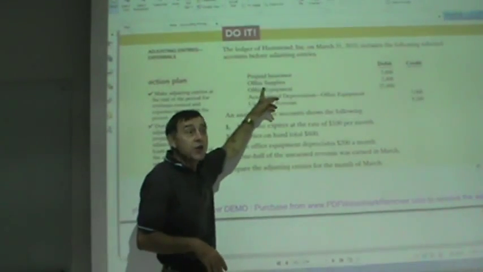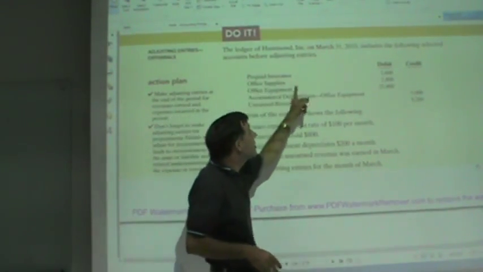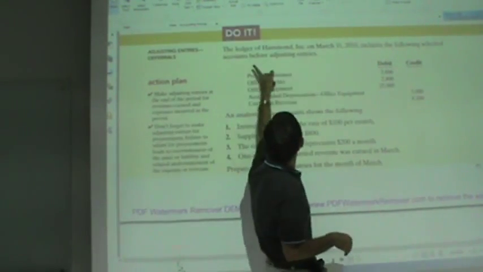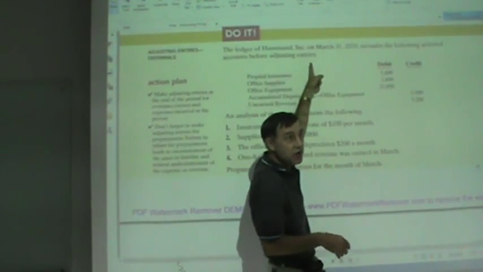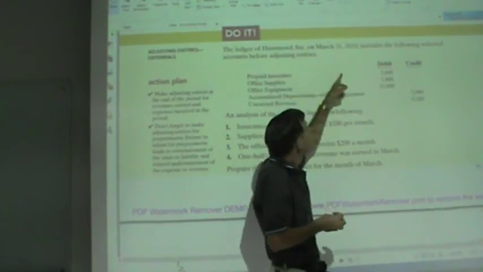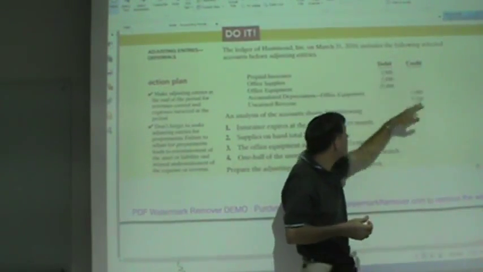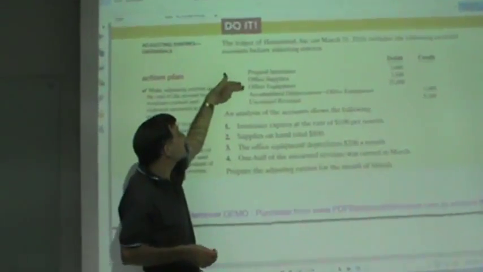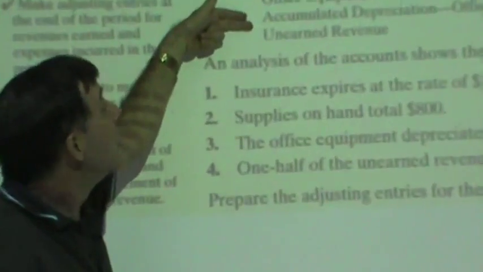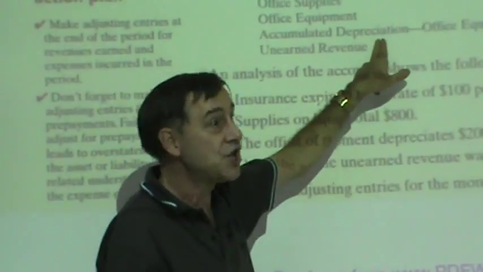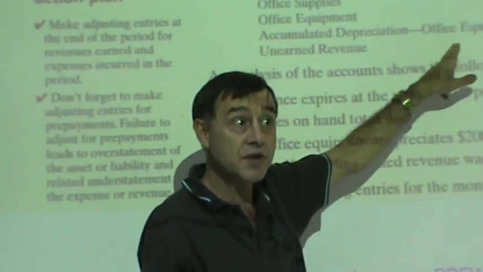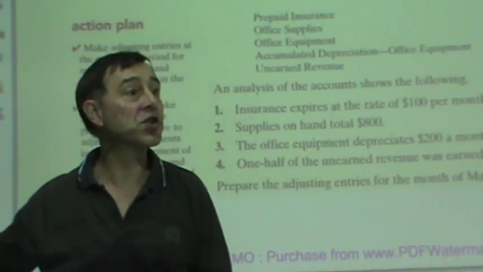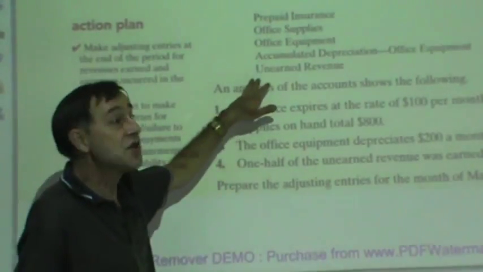Ledger, Hammond length, okay? You just look at it. 2010 includes the following selected accounts. This is from the ledger before adjusting, okay? So, before adjusting, you look at the debit, you look at the credit. These are some of it. And you have prepaid insurance, office supplies, office equipment, accumulated depreciation for the office equipment, okay? Office equipment will be projector, monitor, computer, unearned revenue.